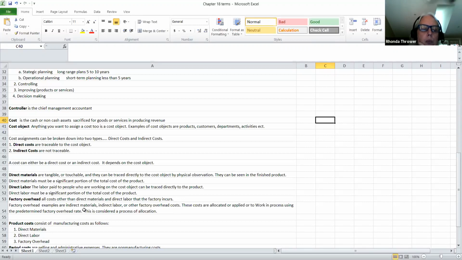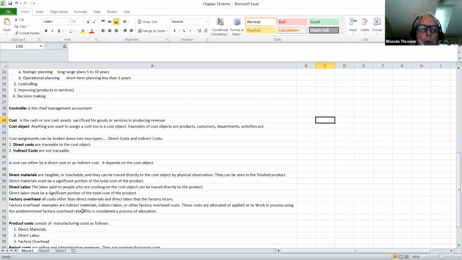Indirect materials will be considered factory overhead. Now, sometimes indirect materials can be traced to a product, but usually indirect materials have such insignificant value associated with them that we don't want to account for them as direct materials. We just throw them in the category of factory overhead, and then we will allocate these costs in factory overhead over time, which we'll be discussing later on within either this chapter or the next chapter.